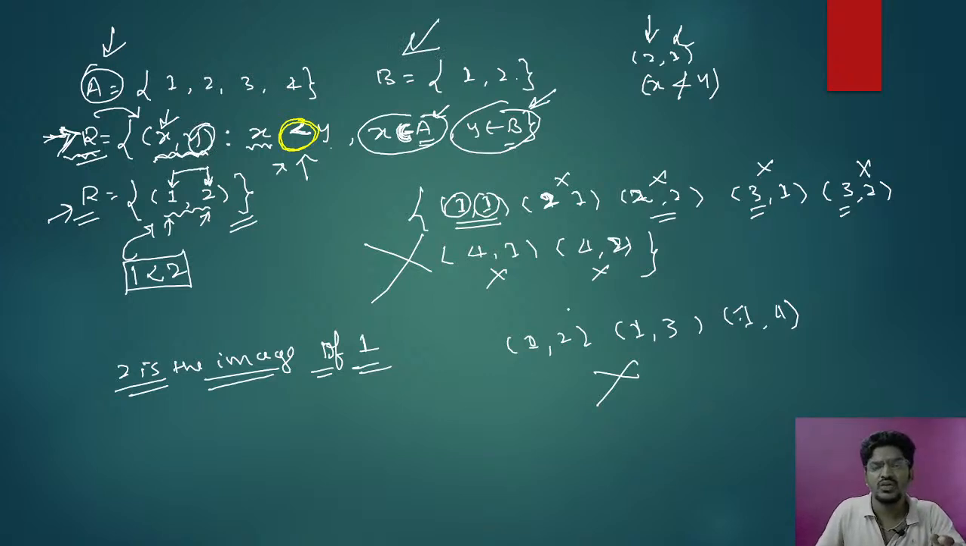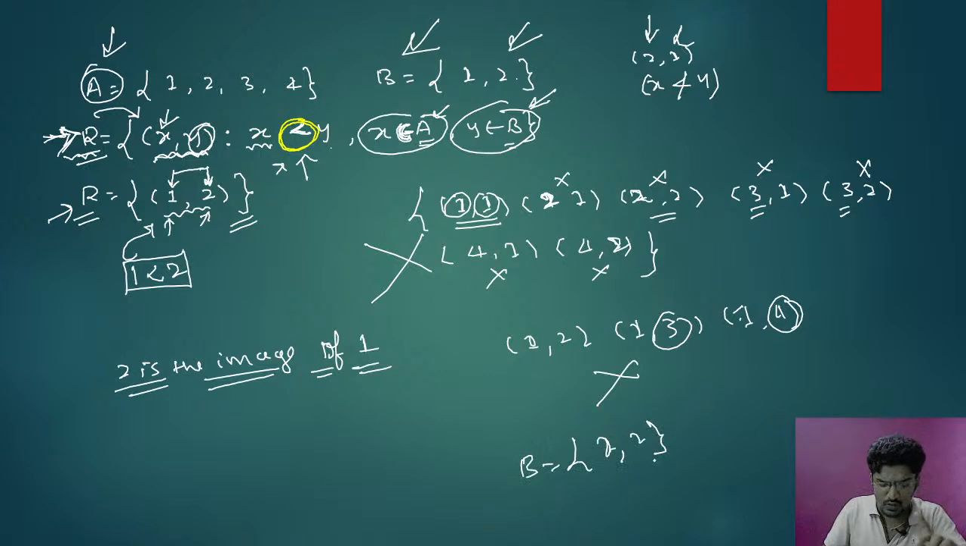So here you can just see 3, 4, these all elements do not belong to your set B. B contains only 1 comma 2. So that's why you can't write 1 comma 3, 1 comma 4, those ordered pairs. Okay, so that's why we won't write it.